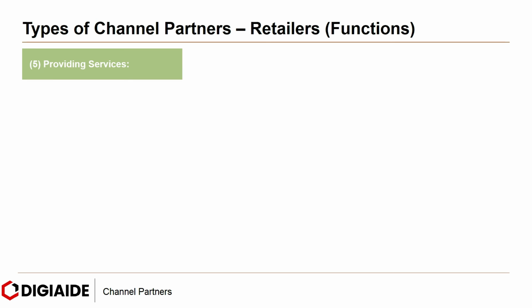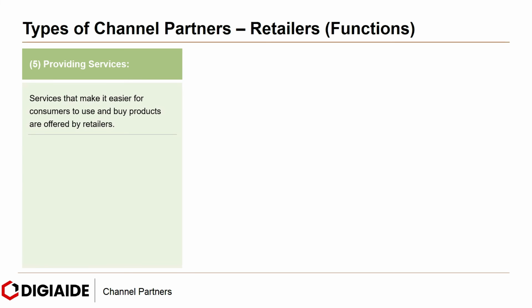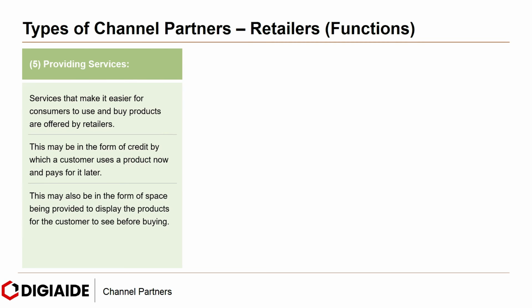Next, they also help in providing services. Services that make it easier for consumers to use and buy products are offered by retailers. This may be in the form of credit, by which a customer uses a product now and pays for it later. This happens typically in India in mom and pop stores. Services may also be in the form of space being provided to display the products for the customer to see before buying.